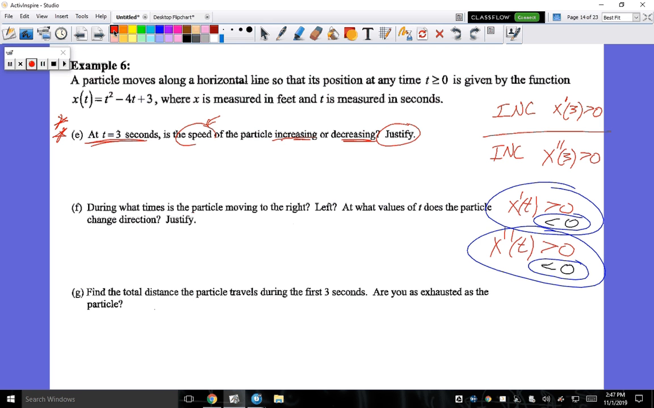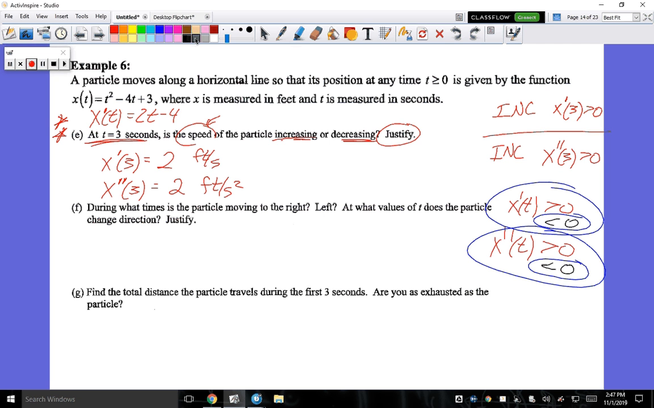So at t is 3, we first have to find the velocity at 3, and we also have to find the acceleration at 3. What's the velocity? Because we had x prime of t was 2t minus 4. What did we say x prime of 3 is? 2. 2 feet per second. But the fact that it's positive is what we're really caring about. The acceleration is what? No, not 0. It's just 2, right? So 2 feet per second squared.